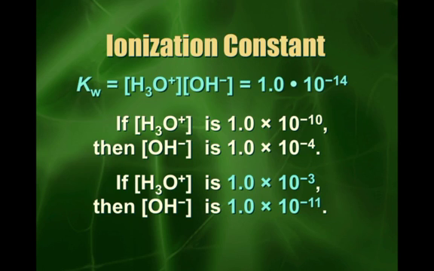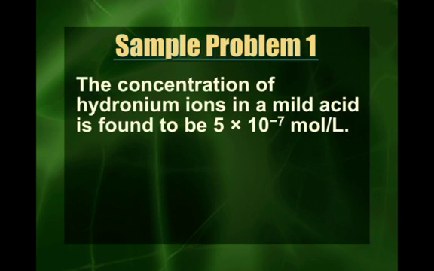You'll have to be able to do this. It's pretty simple, but make sure you're able to be very, very proficient at this. Just a quick sample problem here. It says the concentration of the hydronium ion, again, hydronium is the H3O+, in a mild acid is found to be 5 times 10 to the negative 7th moles per liter. So that's the molar concentration.